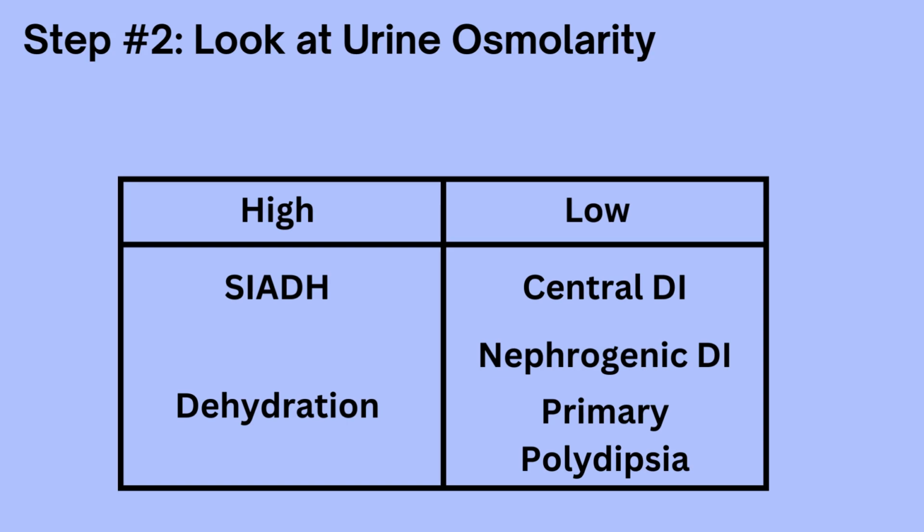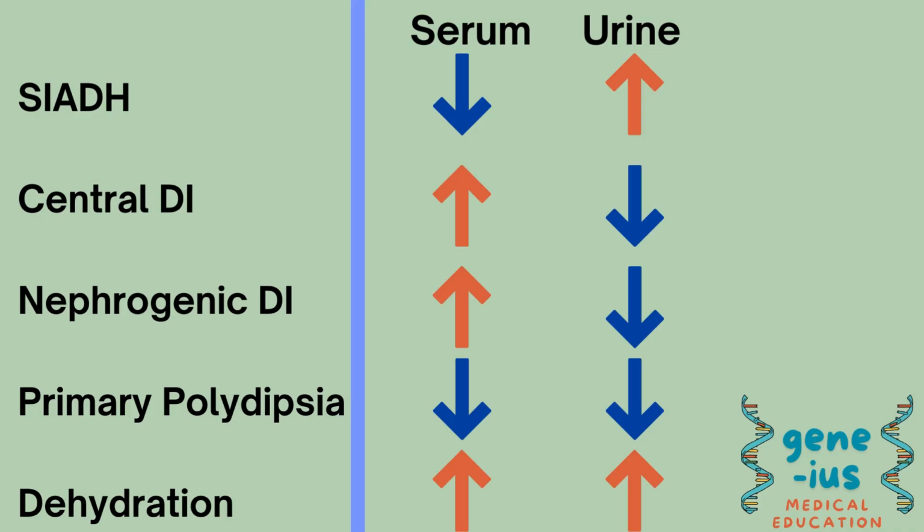Once we have determined our serum osmolarity, our next step is going to be looking at urine osmolarity. And once again, we're going to see if it's high or low. If it's high, we know we're either dealing with SIADH or dehydration. And if it is low, we know we are dealing with central DI, nephrogenic DI, or primary polydipsia. All right, so let's summarize this.